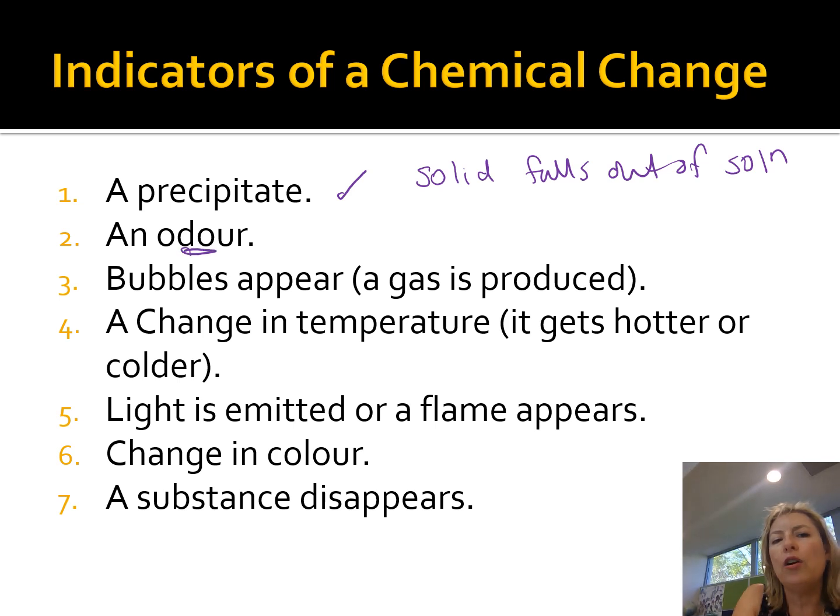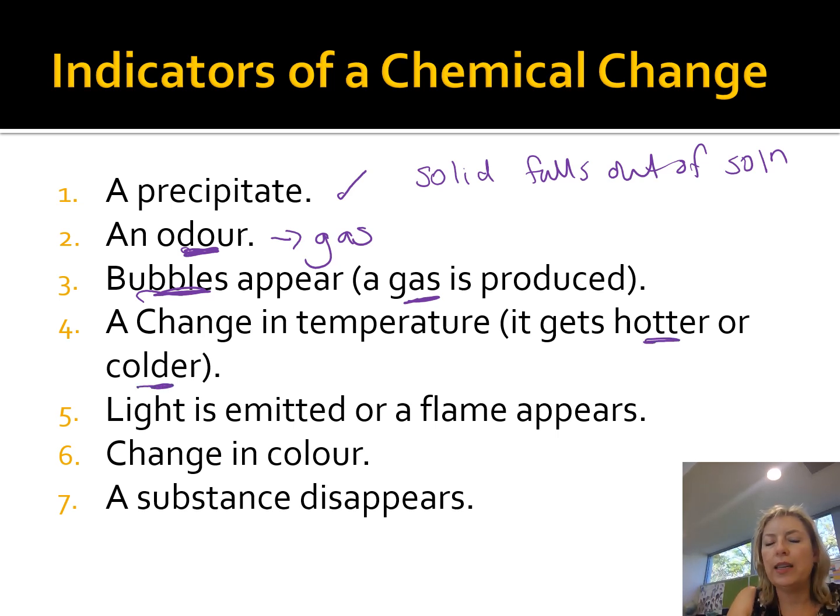Now, you might get an odour, and this is most likely if you form a gas. Sometimes you see bubbles, and once again, this tells you that you probably made a gas. Often you can have a change of temperature. Sometimes it gets hotter and sometimes it gets colder. Sometimes you get light emitted. Sometimes you get a change in colour. And sometimes the substance disappears. So all of these are indicators that a chemical change has taken place.